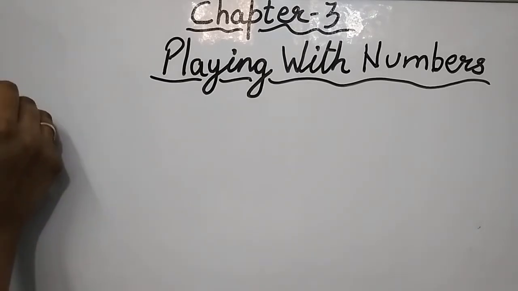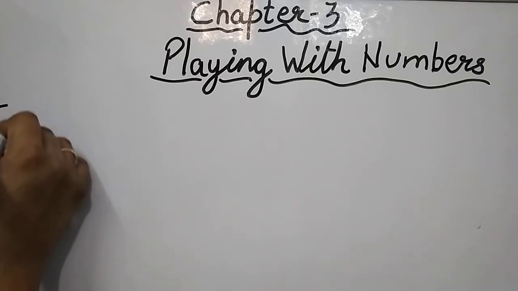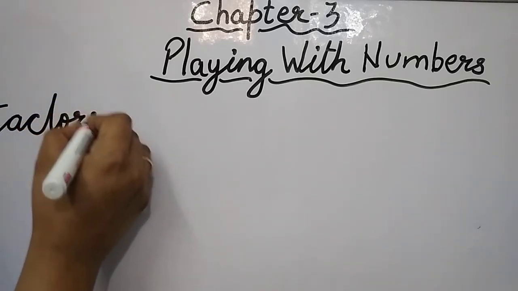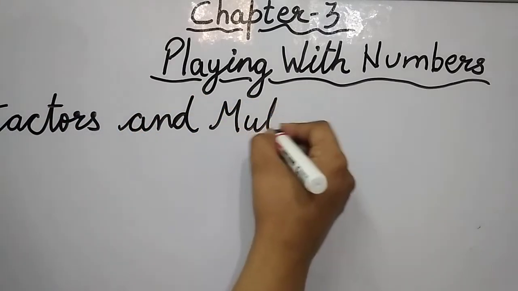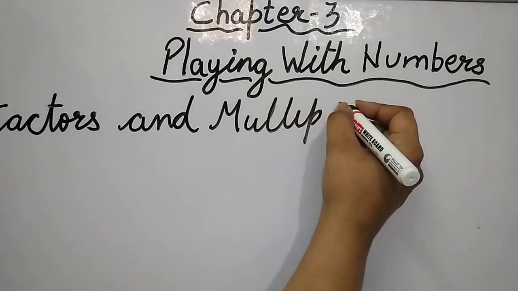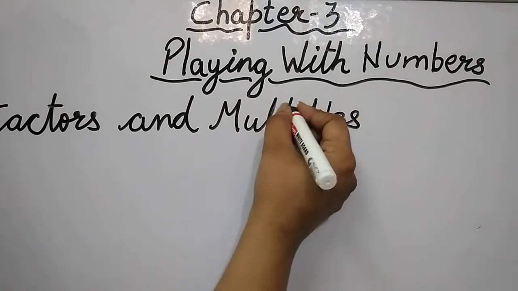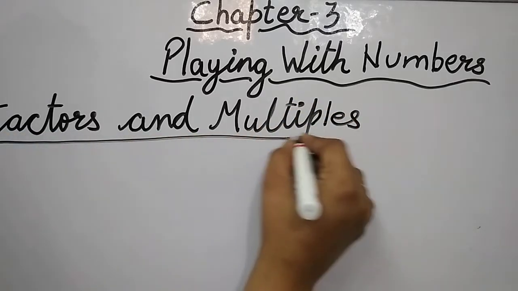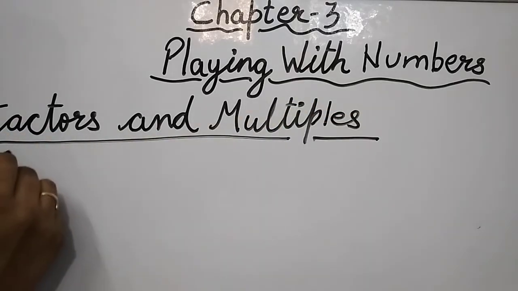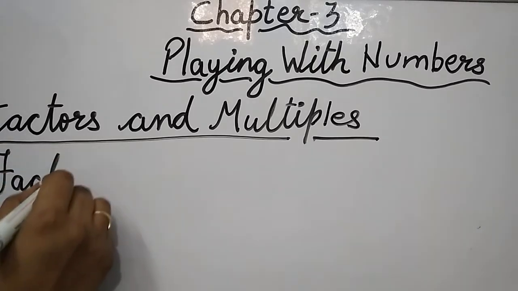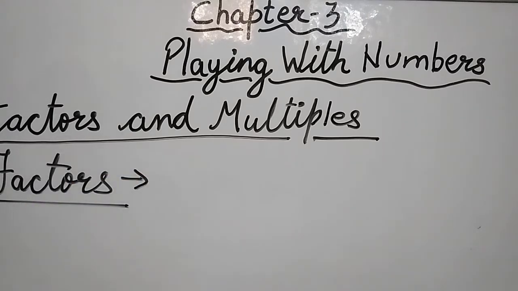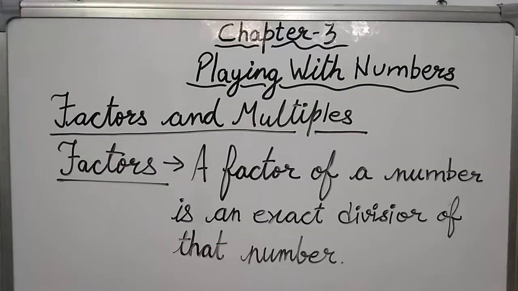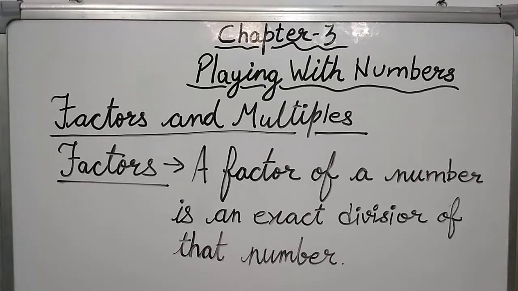First topic in this chapter is factors and multiples. Firstly, we will understand what are factors. A factor of a number is an exact divisor of that number.